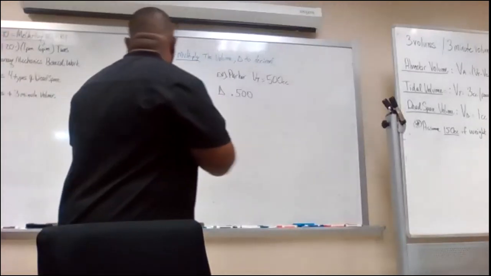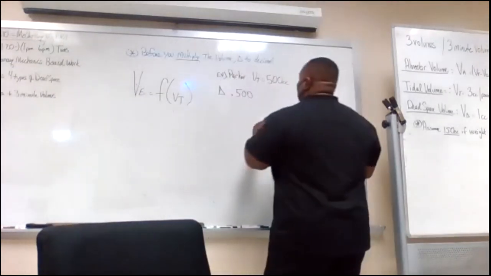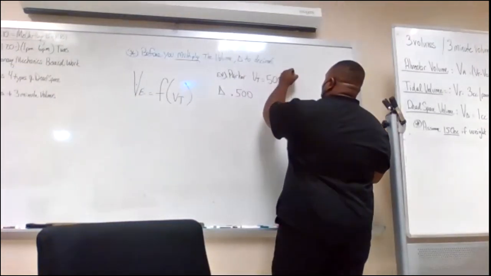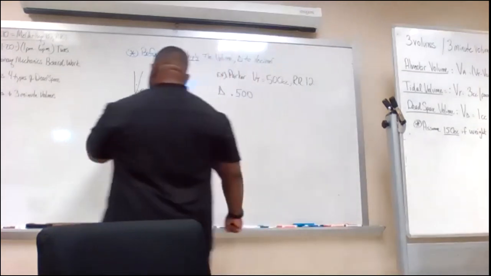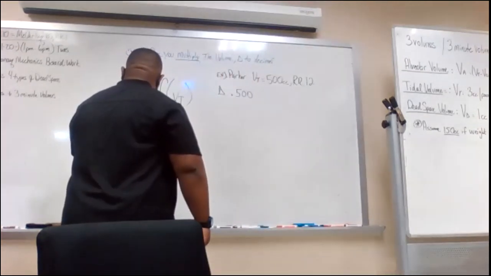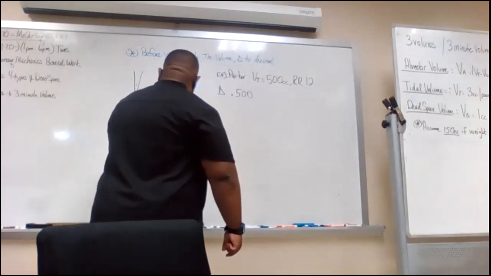Okay? All right, so for instance, Ms. Parker had a tidal volume of 500 and a respiratory rate of 12. Well, minute ventilation would be 12 times 0.5.